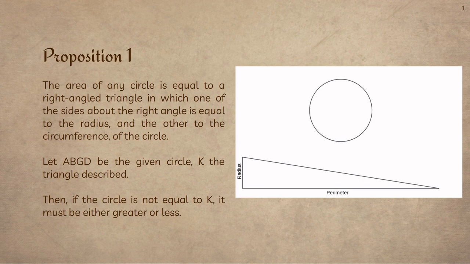So in Proposition 1, Archimedes says, the area of any circle is equal to a right-angled triangle in which one of the sides about the right angle is equal to the radius and the other to the circumference of the circle. He says, let ABGD be the given circle and K the area of the triangle described. He then says, then if the circle is not equal to K, it must be either greater or less. So he's kind of proving it by trying to prove a negative.